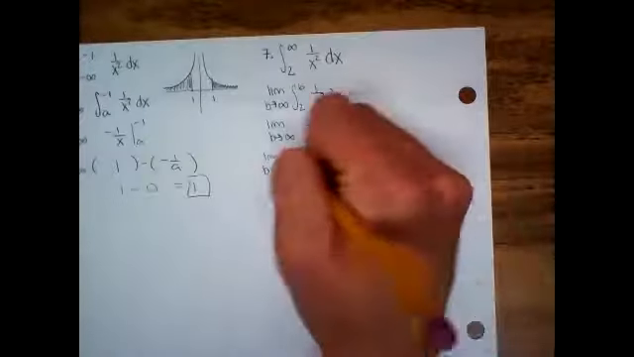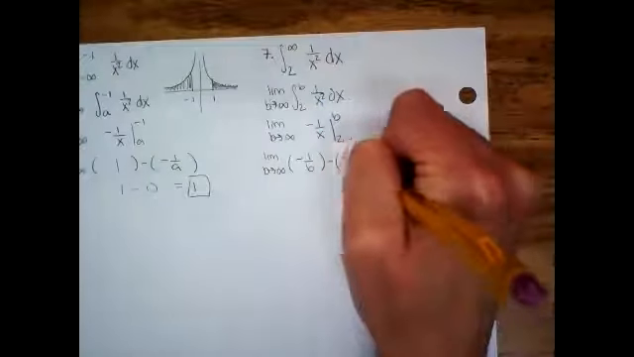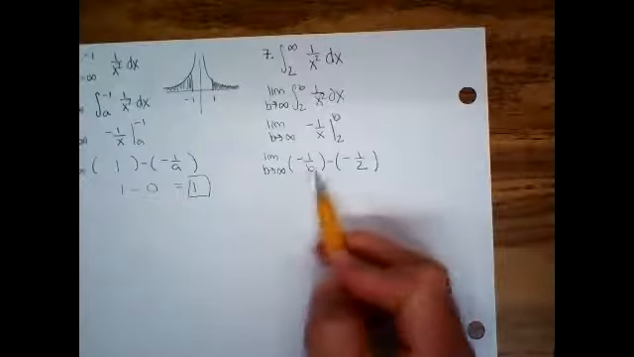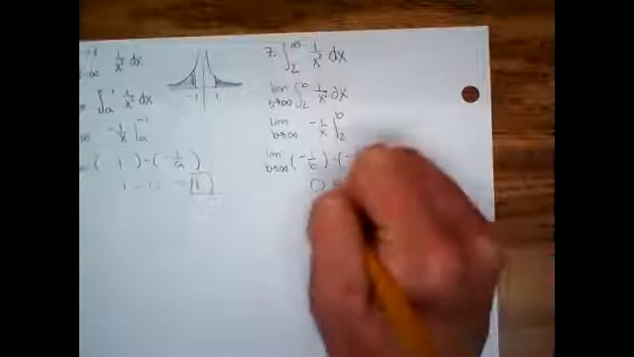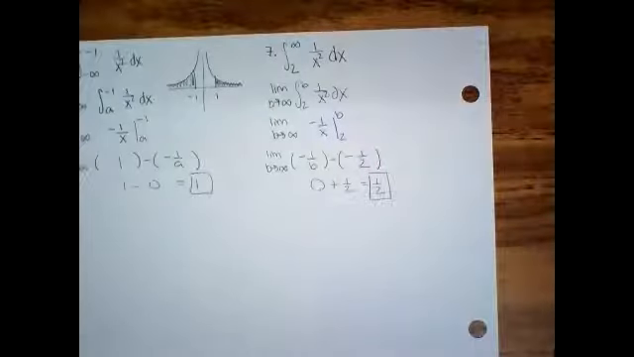So upper boundary would give you negative 1 over b. Lower boundary would give you negative 1/2. This first part, now you evaluate the limit. This first part goes to 0. Negatives cancel, so it'll be plus 1/2. And so you get 1/2.